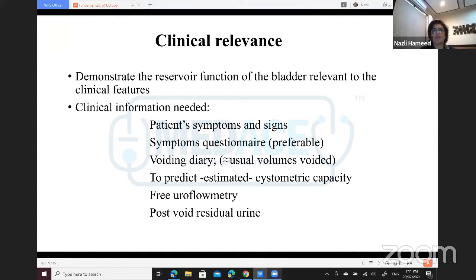I'll be talking about the voiding diary. Having a voiding diary in hand before you start the procedure gives you an estimation with which you can predict the cystometric capacity of the patient. We perform free uroflowmetry before we start the formal filling cystometrogram, and then a post-void residual urine estimation as well.